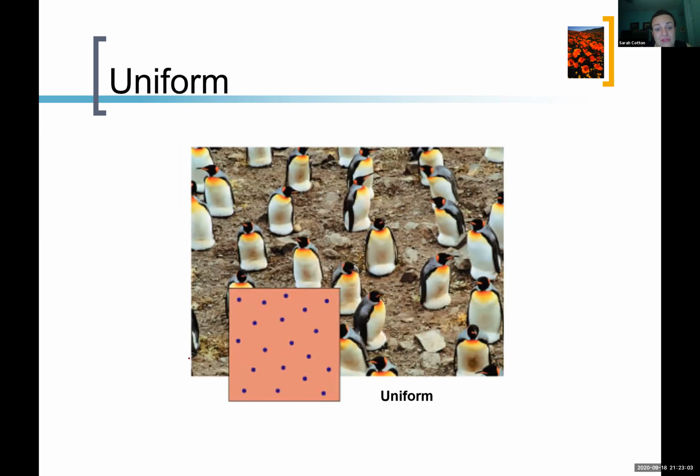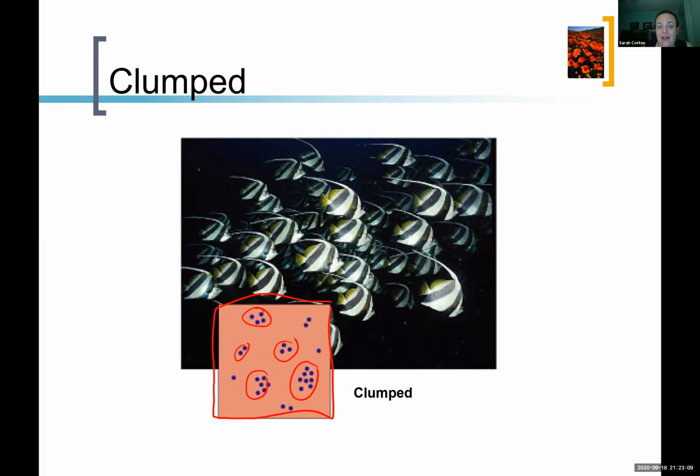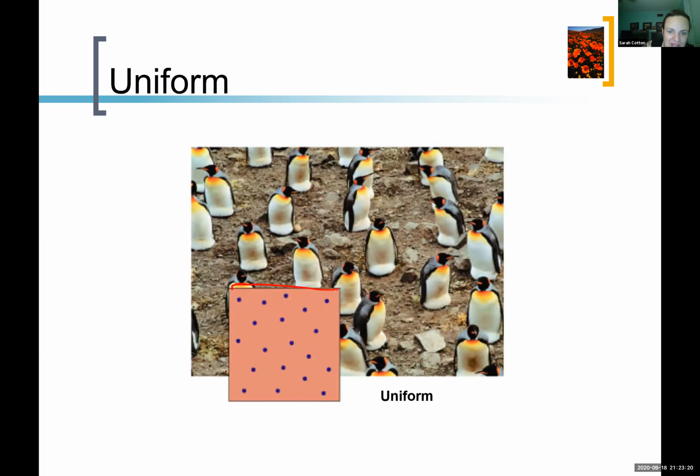Another dispersion pattern that's very common is uniform. It's essentially the opposite. In the last one, there were X number of individuals in an area, but they all tended to be in little piles and clumps. Uniform distribution is when there's X number of individuals, but they're spread out pretty evenly. So what are we looking at in the example here? We're looking at some beautiful penguins.